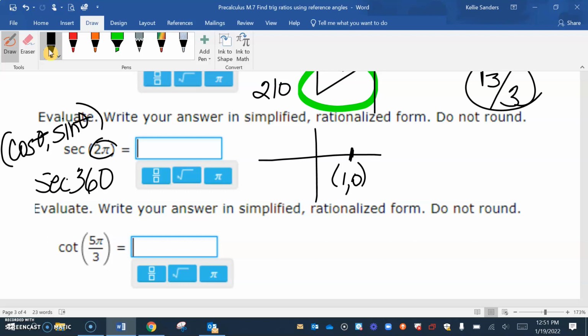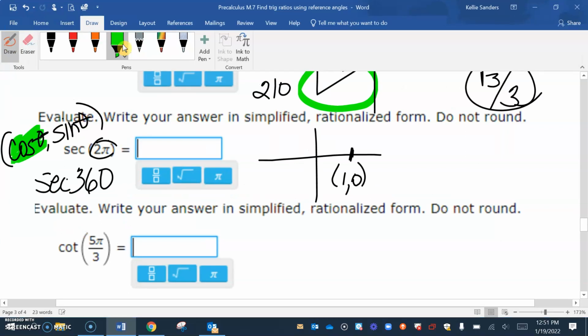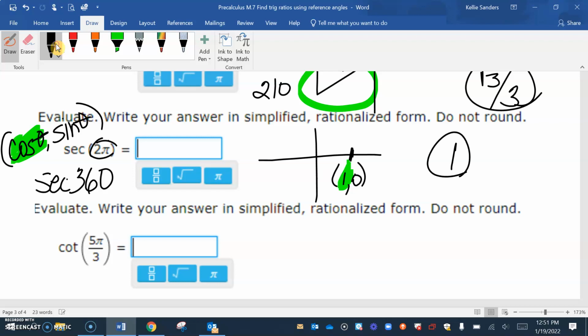And secant is the reciprocal of cosine. And if cosine is our x, then we would take the reciprocal of 1, and the reciprocal of 1 is 1.